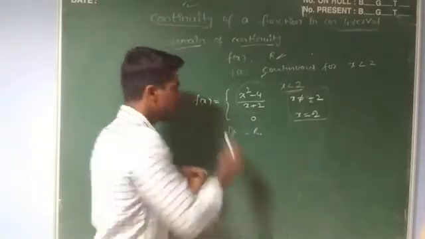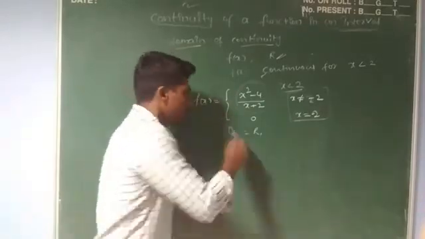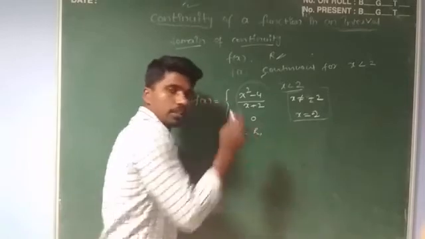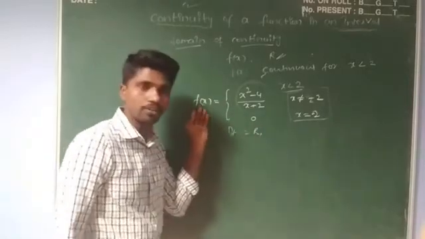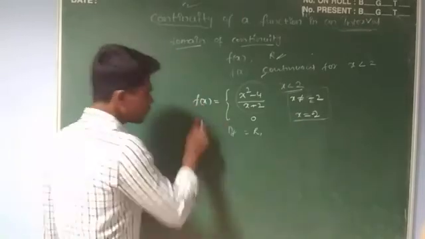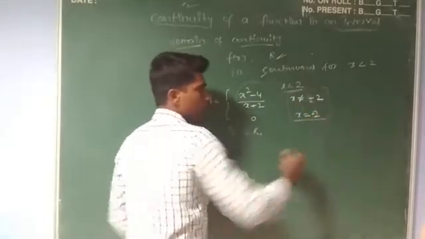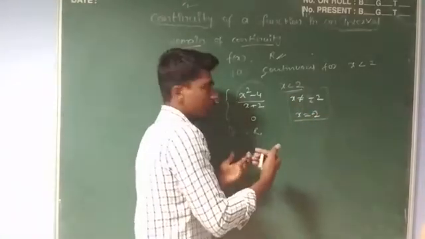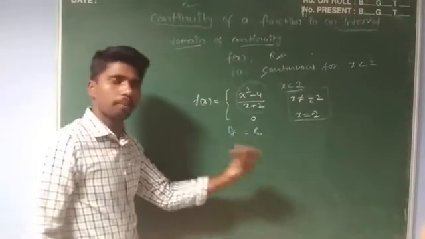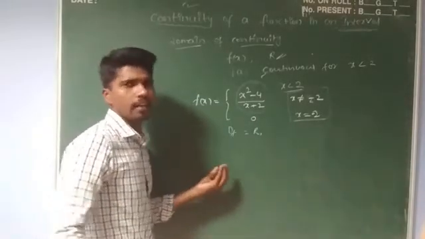Now we have to check whether the function is continuous for all real numbers or not. If the function is continuous for all real numbers, then we can say the function is continuous. Otherwise, we say the function is discontinuous. The given function f of x is defined for minus 2 and not minus 2, so we only have two cases: x tending to minus 2 and f of minus 2.